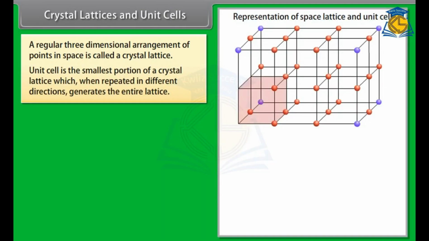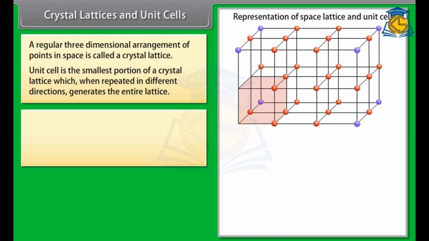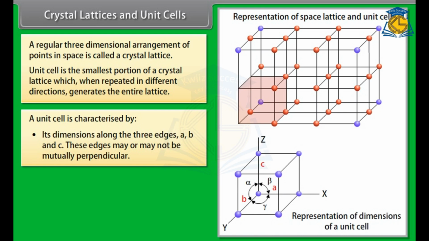A unit cell is the smallest portion of a crystal lattice, which, when repeated in different directions, generates the entire lattice. A unit cell is characterized by: 1. Its dimensions along the 3 edges a, b, and c. These edges may or may not be mutually perpendicular.